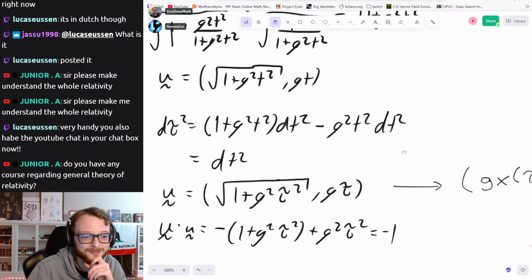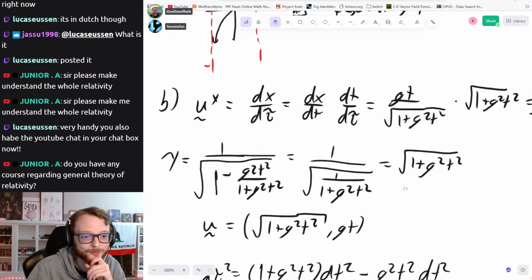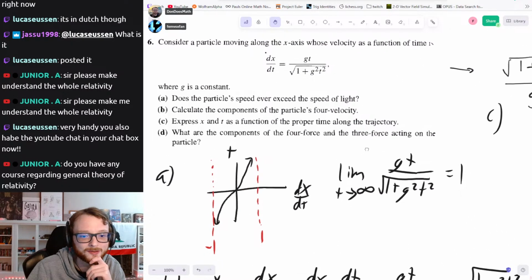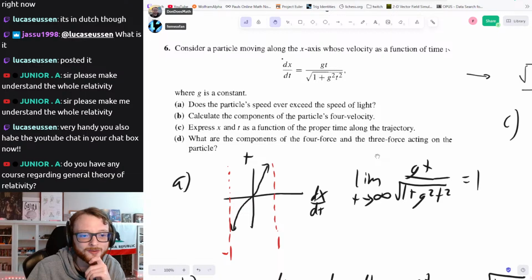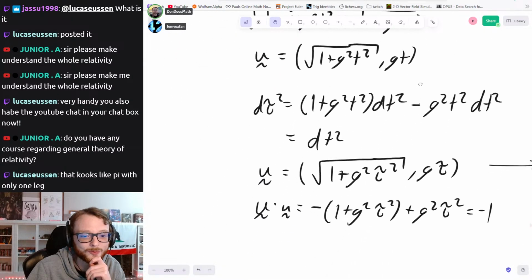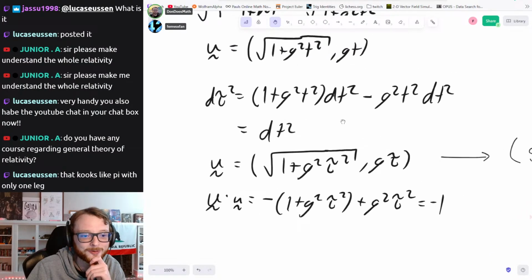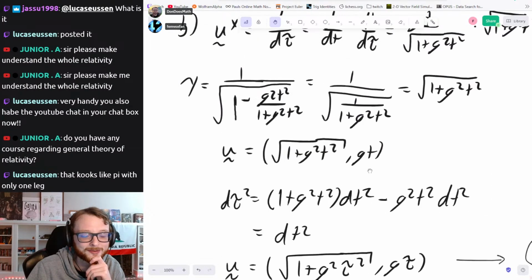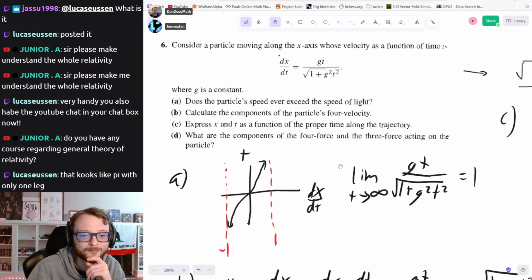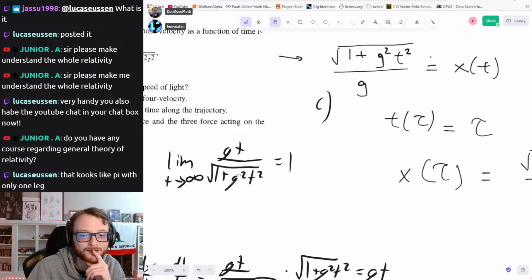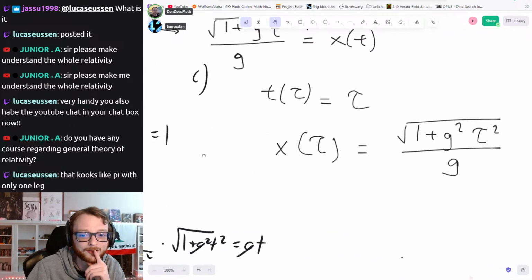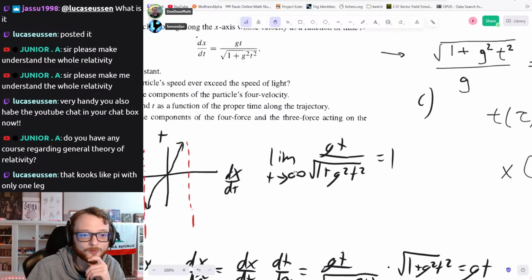There's a bunch of lectures on YouTube. We're just reading out of a book right now, though. Looks like pi with only one leg. Oh, tau? Yeah, basically. I don't quite get how you get the answer from the four velocity, but the way that you did it from dx/dt looks okay.